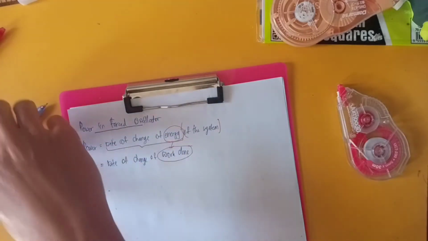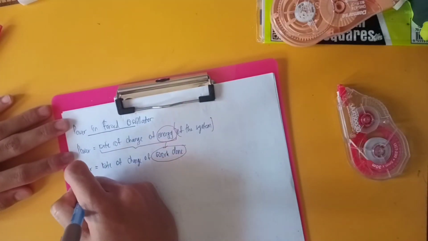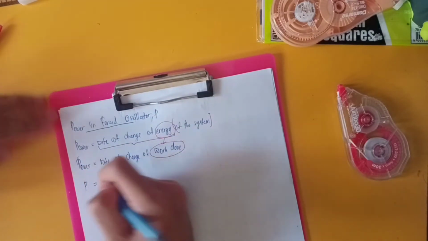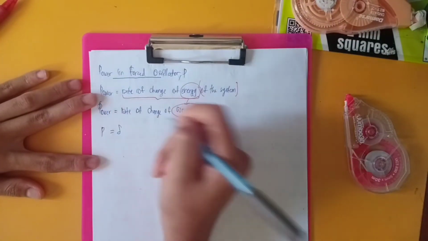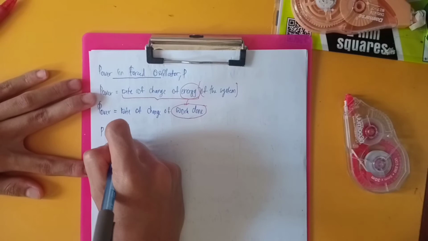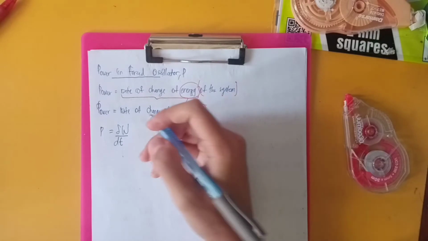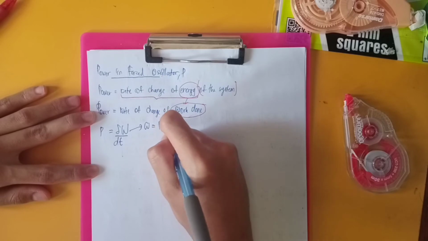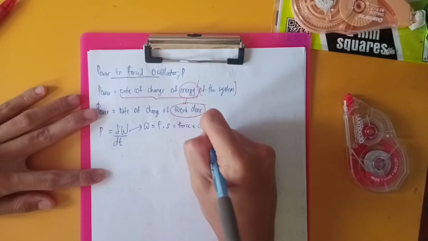Right. So when we write the differential equation for the power, we know that power, which is represented as P, is equal to the differentiation of work done, which is W. Rate of change of work done, so dW over dt. Alright. So we know that W is equal to F times s, which is force multiplied by displacement.